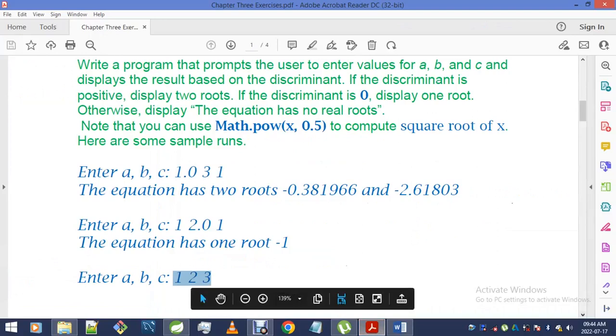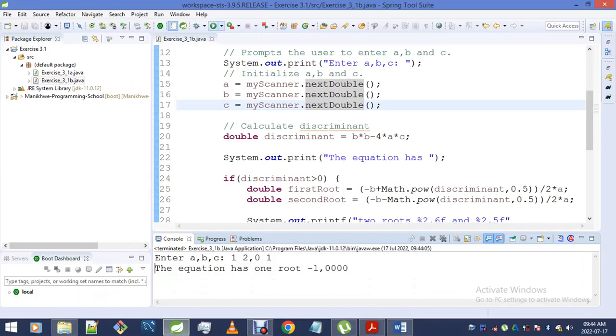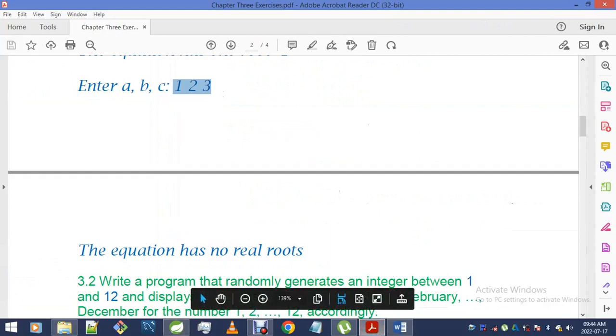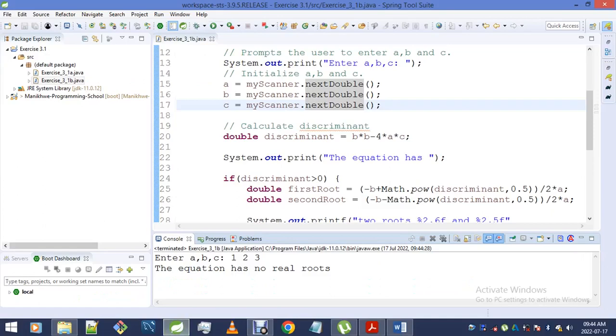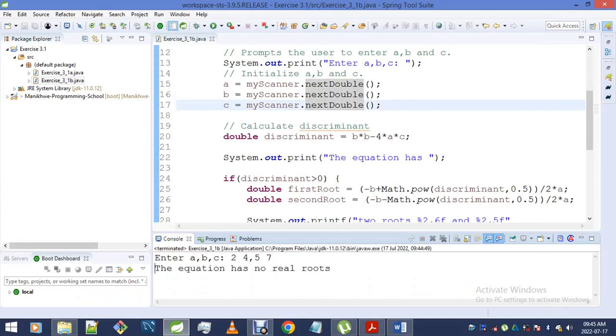Now finally, let's try 1, 2, 3 and see what we get. Remember, you guys, we are at liberty to put whatever we please. It's not like these are the only cases we should check out. I can try other numbers as well. That was just random numbers, you guys.